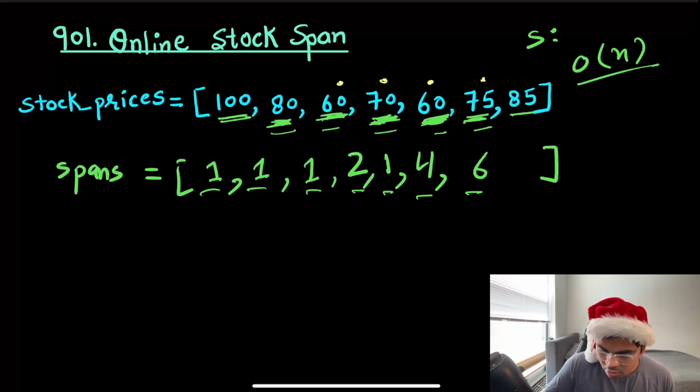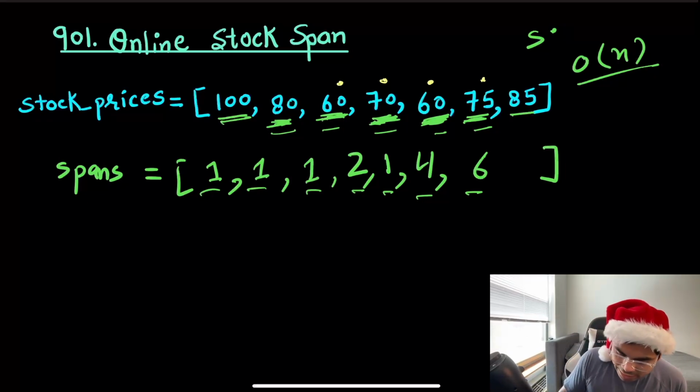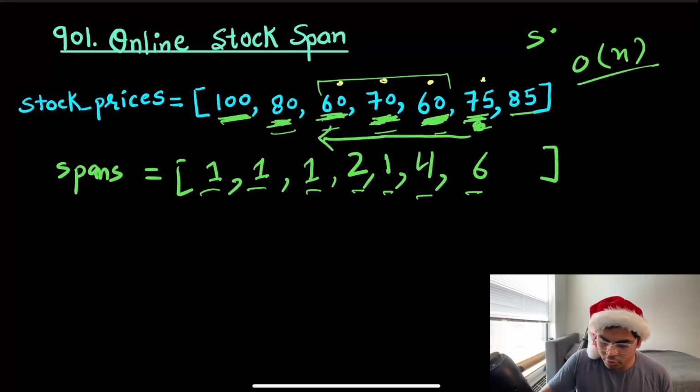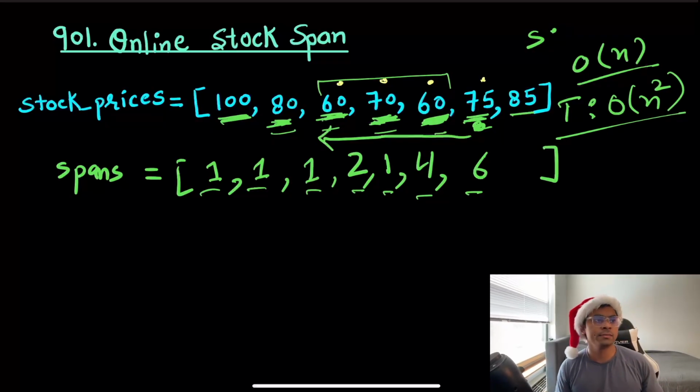You are storing all these prices, whatever is being given to us in your next function, and then for that price you are going backward, maybe from a particular price, let's say from 75, you're going back into the array to check how many consecutive days are lesser than or equal to this. So the time complexity will be O(n square). Can we do better? Yes, we can.